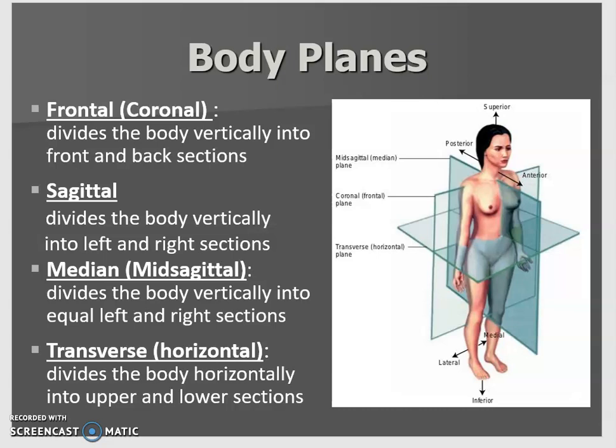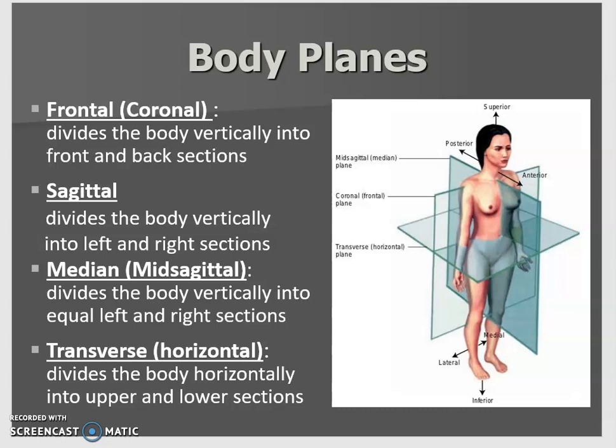There is a caveat to that, and that's what we call the median or the mid-sagittal. This is where the rub comes in, because this divides the body vertically into equal left and right sections. So sagittal could be happening anywhere on the body, dividing the body into left and right sections based on anatomical position. Mid-sagittal, however, will always and only ever be down the midline, so dividing the body exactly into half. That's an important concept to understand.